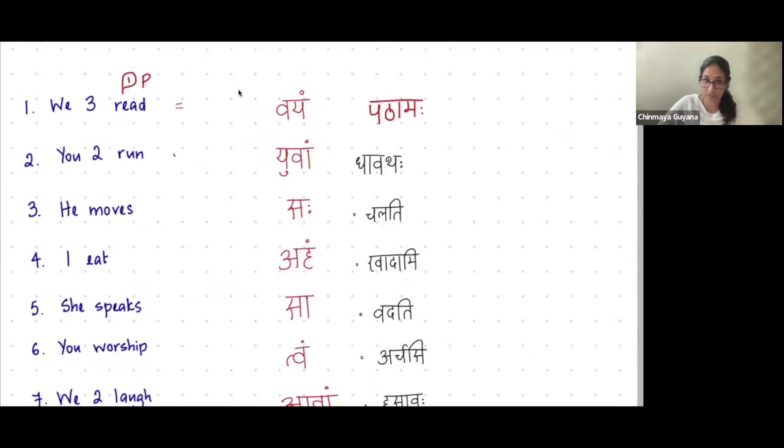We three read. We three is vayam. That should have been very straightforward. We three is vayam. You two run. So, you two is yuvam. Yuvam dhavatah. He moves. He is saha. So, saha chalati.